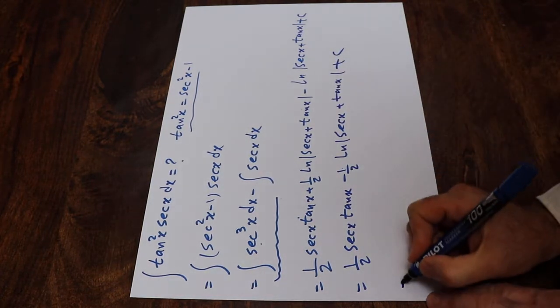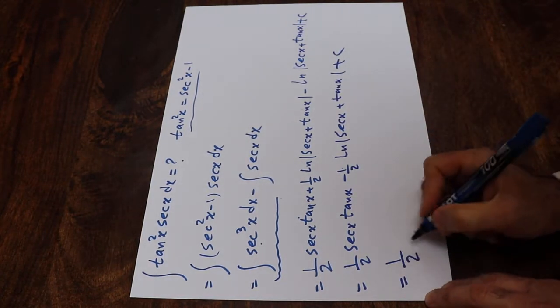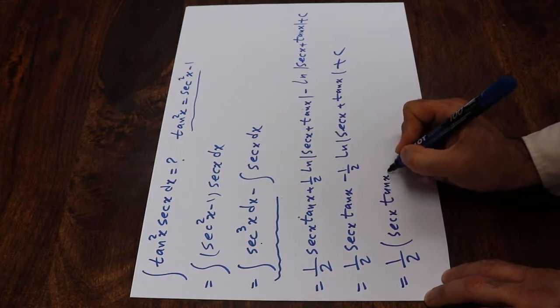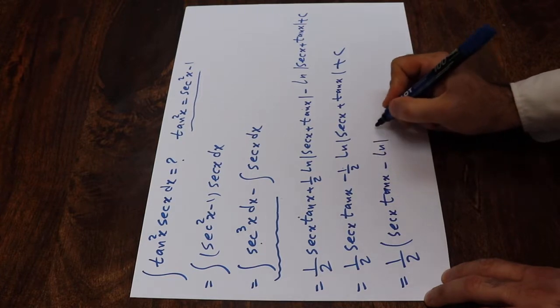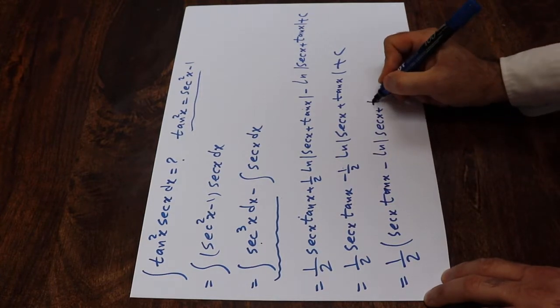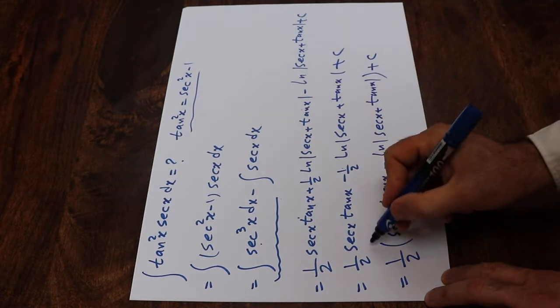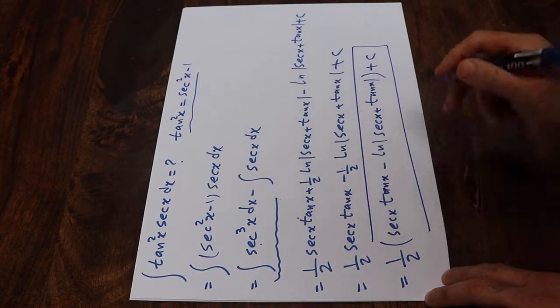You can make it a bit nicer by factoring out 1 divided by 2, times secant x tangent x minus ln of secant x plus tangent x, plus c, which is the constant of the integral. And that is the solution to our integral.